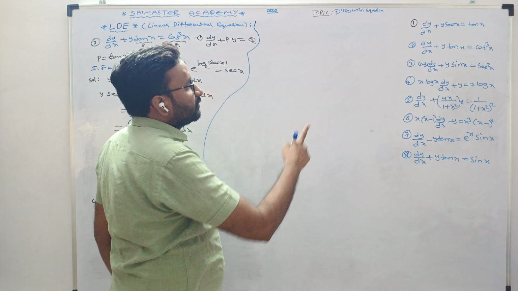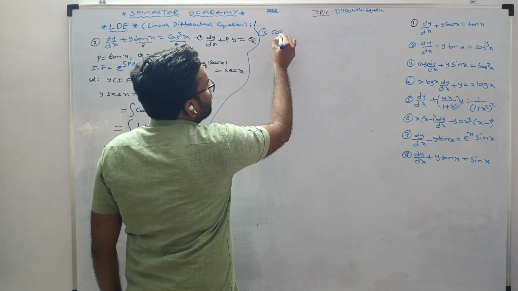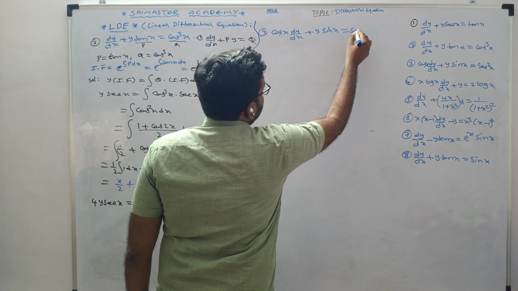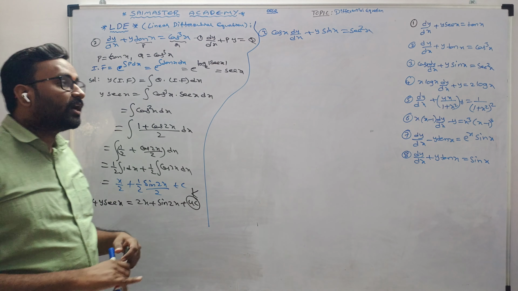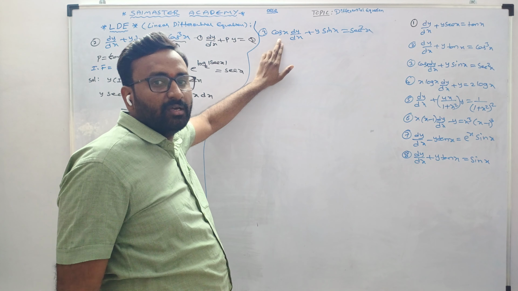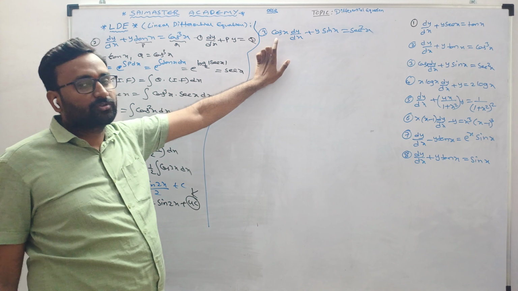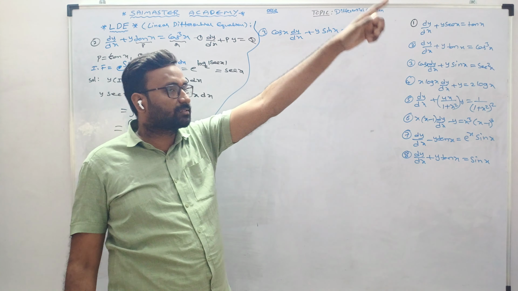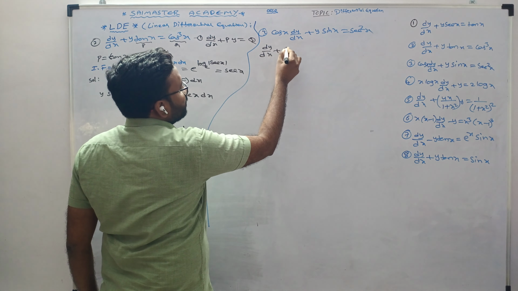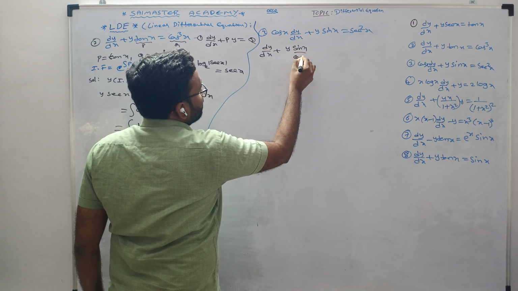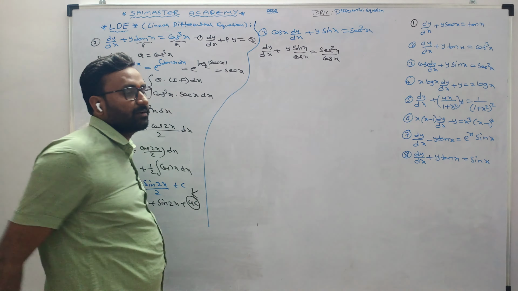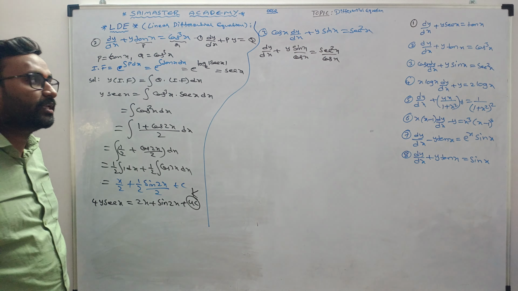Now go with the third question. What is the third question? cos x dy by dx plus y sin x is equal to secant square x. The form starts with dy by dx, but here you have a coefficient with dy by dx. First you have to eliminate this cos x by dividing both sides by cos x. Then you will get dy by dx plus y sin x by cos x is equal to secant square x by cos x.